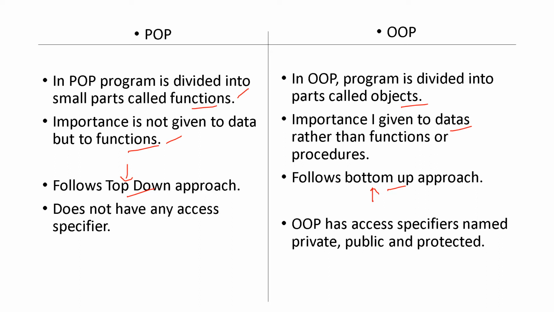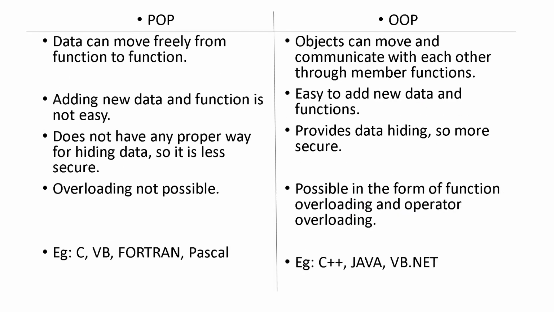And POP does not have access specifiers, whereas OOP has private, public and protected access specifiers. So all these we'll see in detail in basic concepts. In POP, data can move freely from function to function. In OOP, it is with the help of member functions.